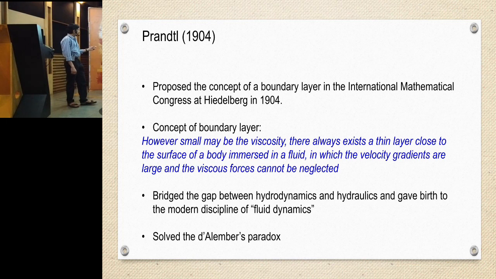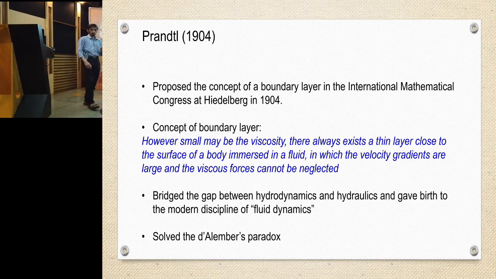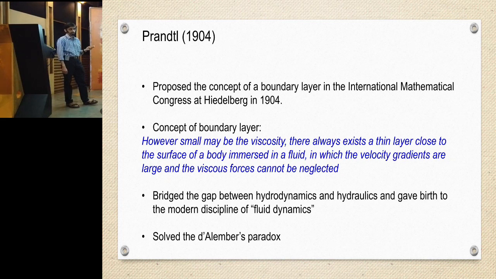The concept of boundary layer essentially is that however small the viscosity may be, like that for air and water, there always exists a thin layer close to the surface of a body. In that thin layer, the velocity gradients are large, and therefore the viscous forces cannot be neglected. So you can have a fluid with very small viscosity flowing past the body, but there will always exist a very thin layer surrounding the body where the viscous forces cannot be neglected, and therefore the potential flow theory cannot be applied. That is the essential idea of boundary layer.